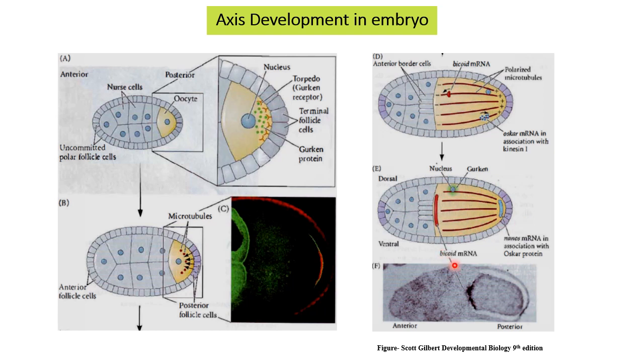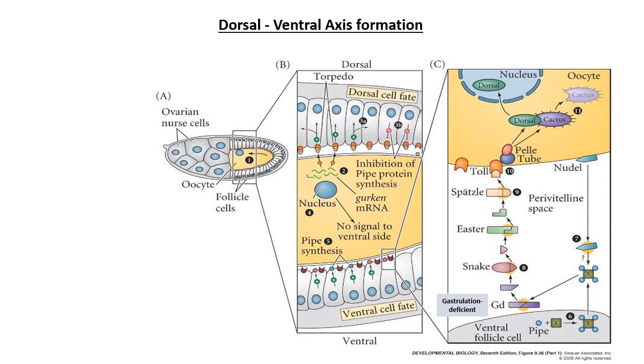So now let's discuss the dorsal-ventral axis formation in a little more detail. This is the overall molecular mechanism of dorsal-ventral axis formation. It might look scary, but it is very easy. When the posterior follicle is formed, the oocyte nucleus moves to the dorsal side of the embryo. At the dorsal end, Gurken mRNA is translated into Gurken protein by the oocyte, and this Gurken protein binds to the Torpedo receptors expressed on the follicle cells of the dorsal side of the embryo.